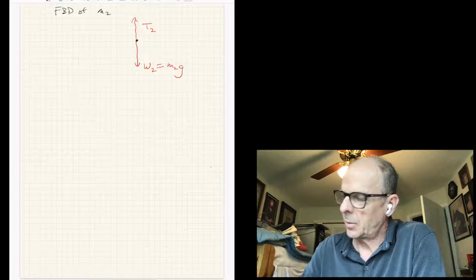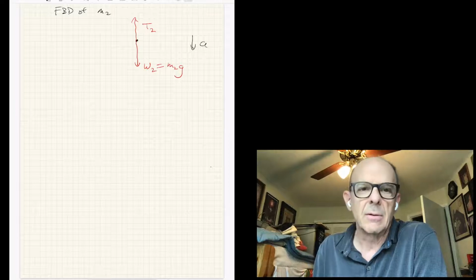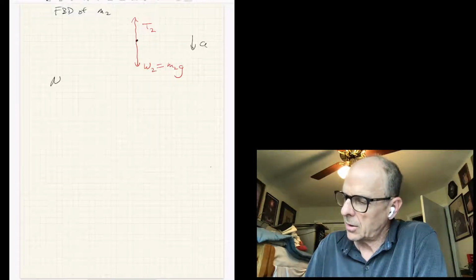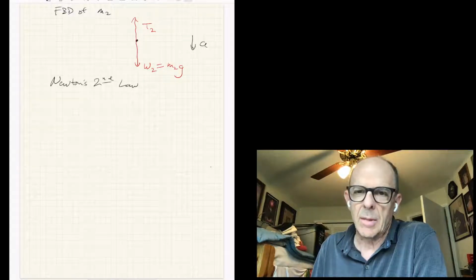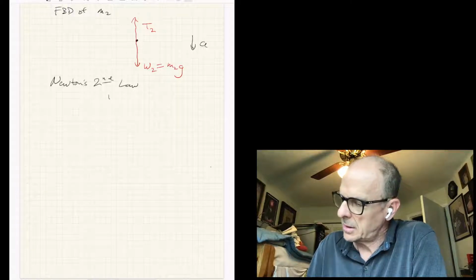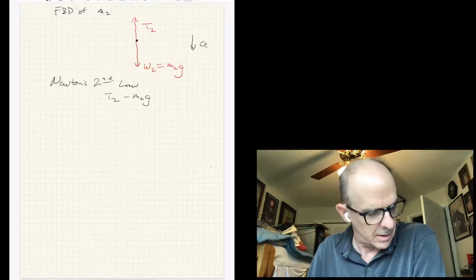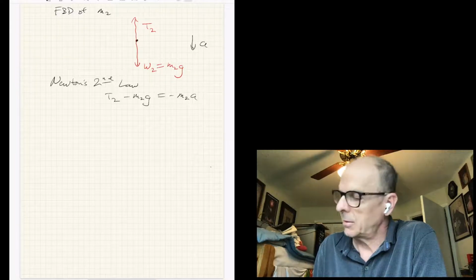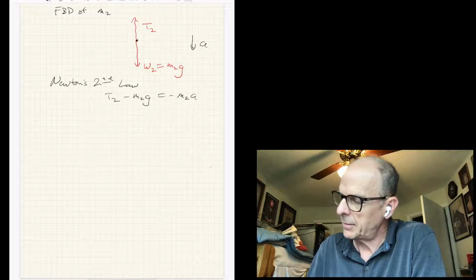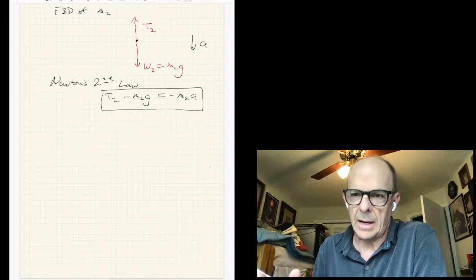And in this case, we know that since m2 is bigger than m1, this accelerates down. So there's the acceleration. And Newton's second law for m2 looks like this. T2 positive up minus m2g down is equal to minus m2 times a. A is down, that gets a minus sign. So now I've got two equations, but I have three unknowns. I don't know a, I don't know T1, and I don't know T2.